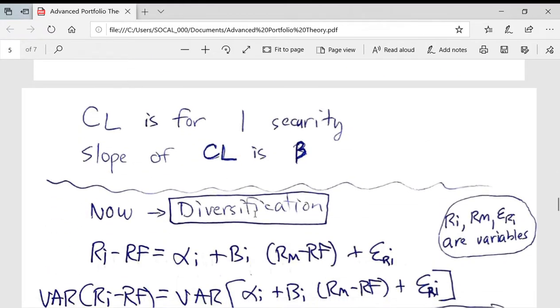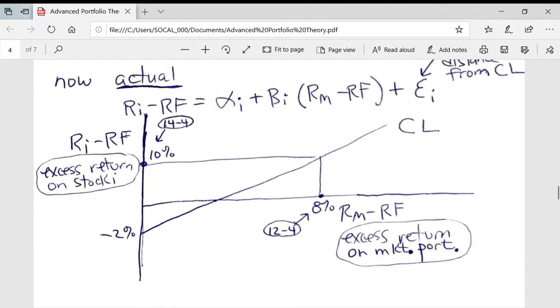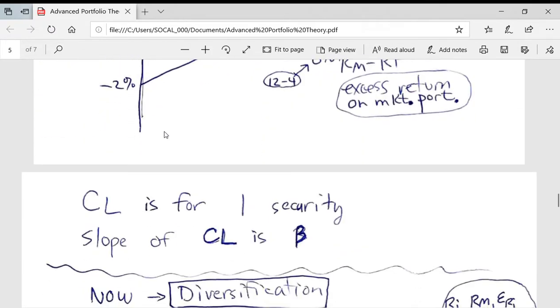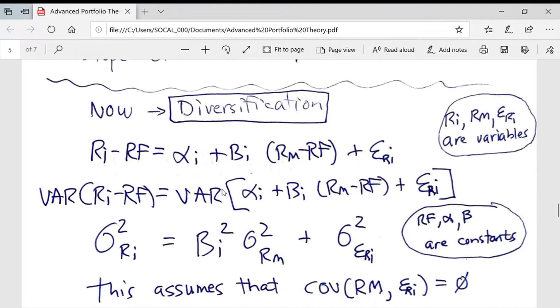Okay? So now let's get to the diversification. We're taking the actual from above. Up here we had the actual equation, and I'm just repeating that equation right here. And now we're going to take the variance of both sides of that equation.